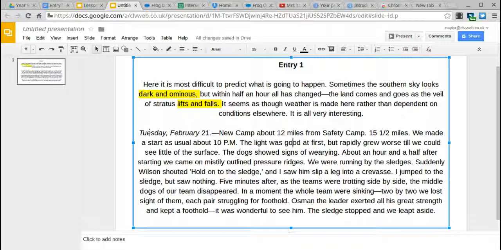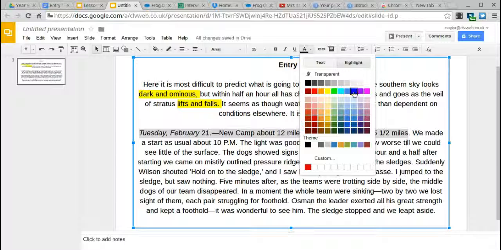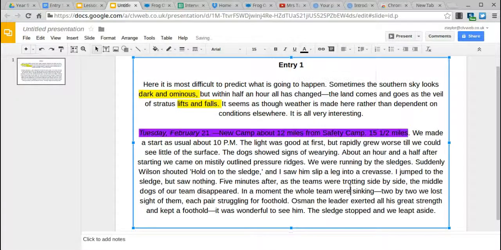So Tuesday, February the 21st, new camp about 12 miles from safety camp, 15 and a half miles. So this is all sort of our factual information, isn't it? So when you come to write your own diary entry in the style of Captain Scott, which you will, you'll get in a lot of this descriptive language and this factual language as well.